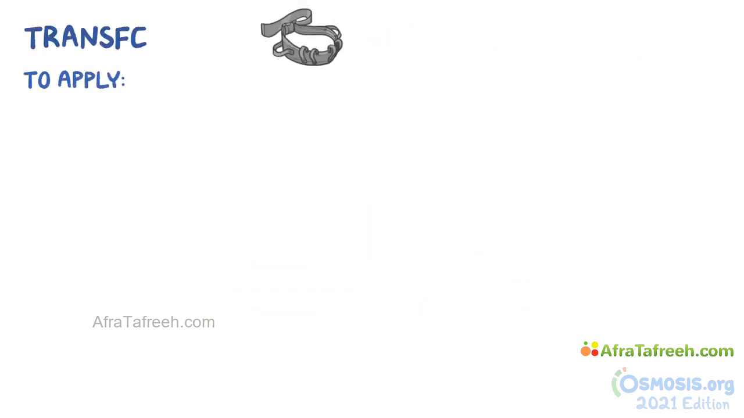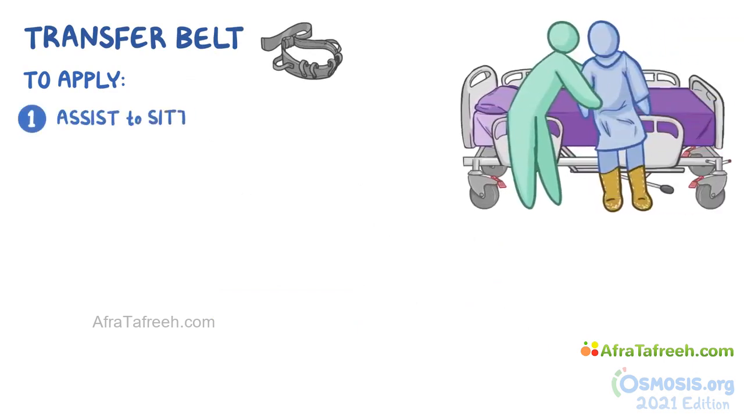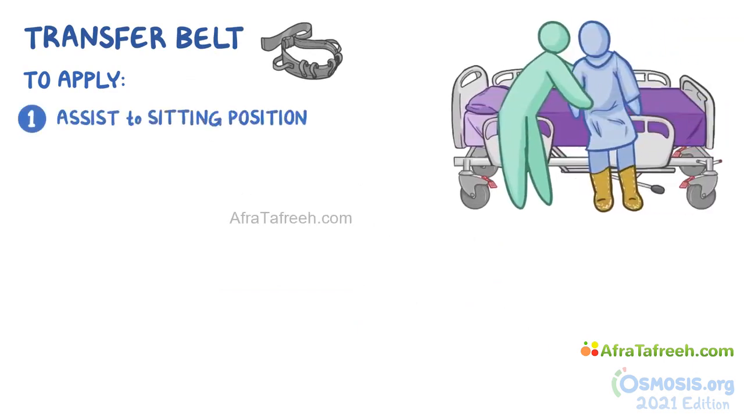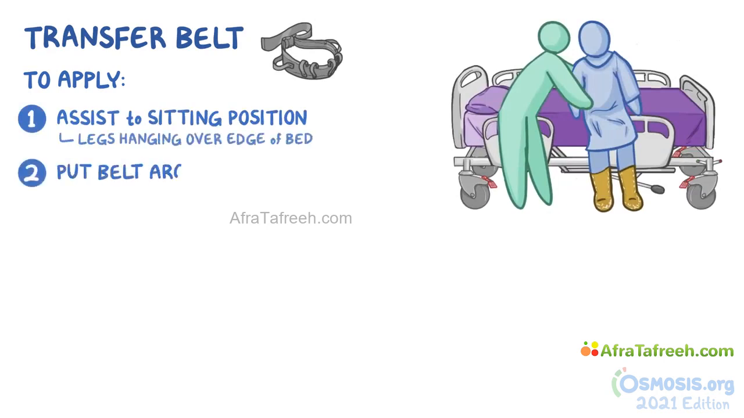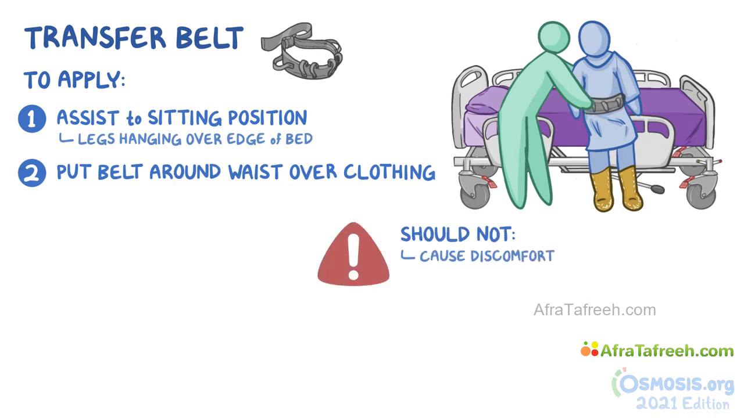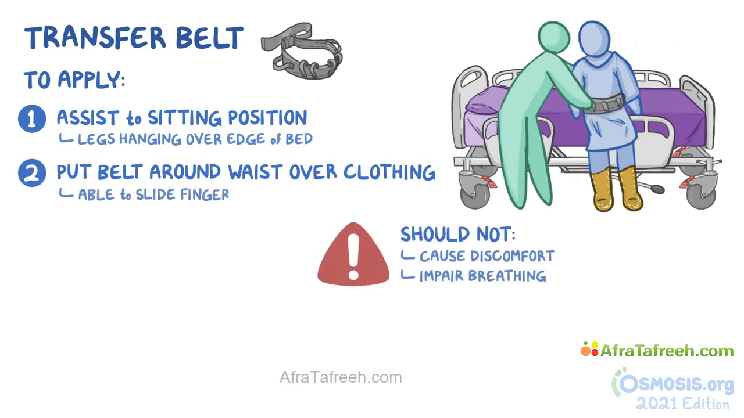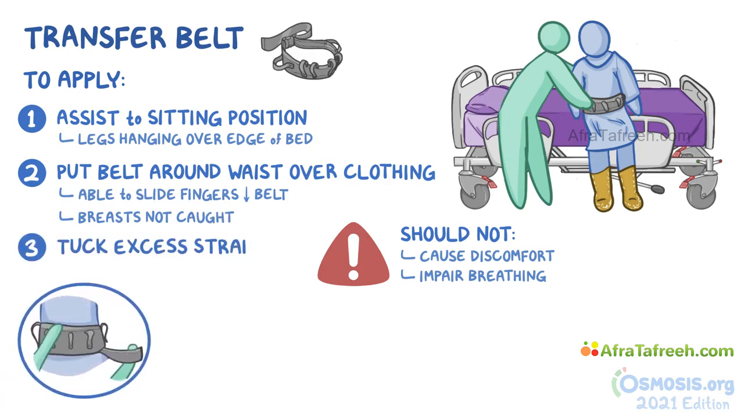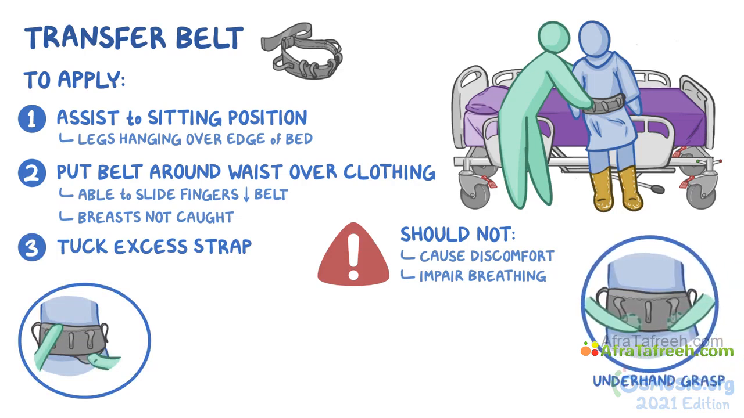Now, to apply the transfer belt, first assist the client to a sitting position. Help them reposition their legs so that they are hanging over the edge of the bed. Put the transfer belt around the person's waist over the clothing. The belt should not cause discomfort or impair the person's breathing, and remember, you should be able to slide your fingers under the belt. Also, make sure that a client's breasts are not caught under the belt. Once you apply the transfer belt, tuck in any excess straps. For greater safety during the transfer, use the underhand grasp when holding the belt.